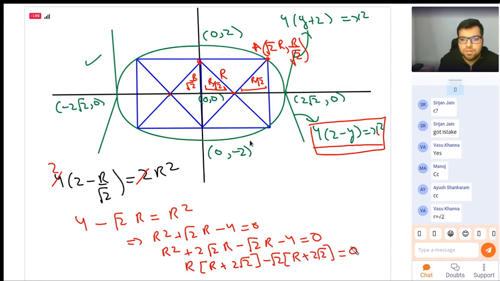So from here you will get r equals minus 2 root 2, which will be rejected, and r equals root 2 as the final answer. Okay, so this of course you can get after solving. More important is this thing, the approach.